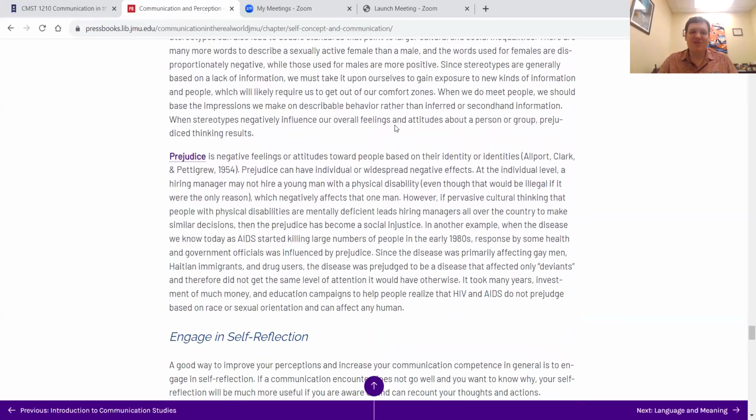Prejudice is specifically within stereotypes a negative feeling or attitude towards people based on their identity. We may view them negatively. It could be conscious. It could be unconscious. We may not even know we're judging people negatively or viewing them differently because of what it may be.